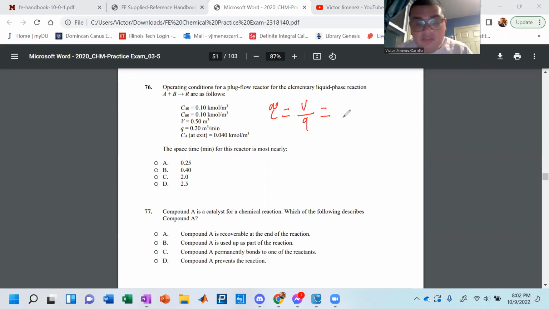They give you the volume and the flow rate of the reactor, which is 0.5 meters cubed divided by 0.2 meters cubed per minute. You plug them in. Space-time is equal to 2.5 minutes, which will give you D. Next question.